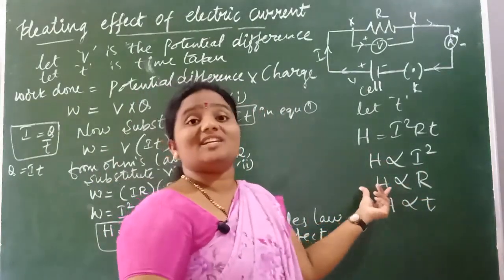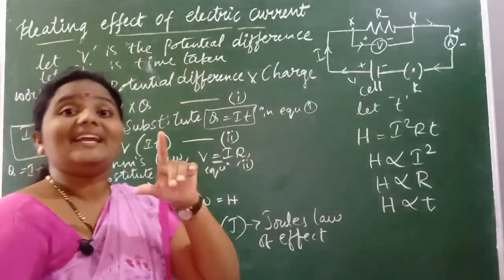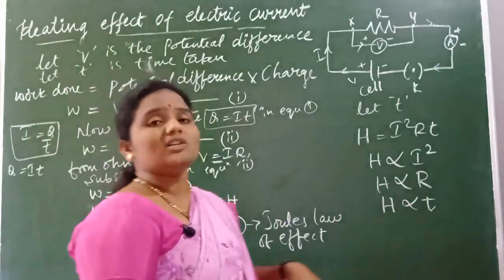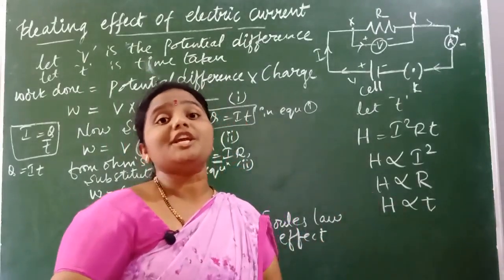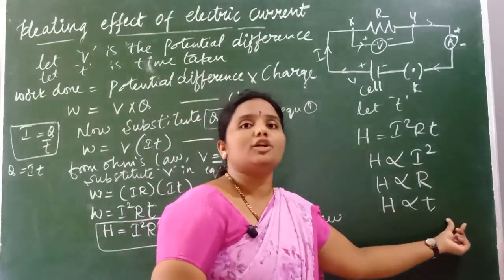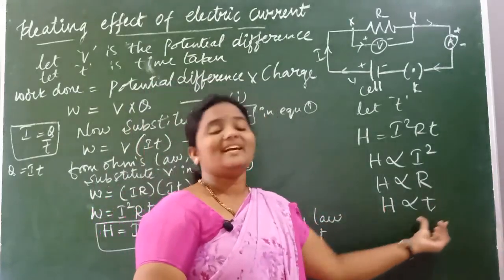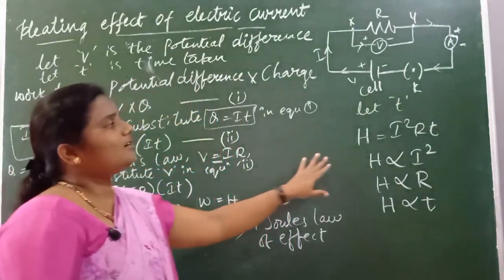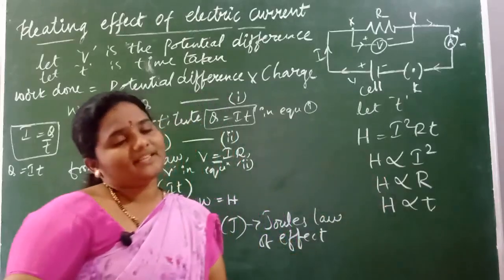Because of this reason, children, we use high resistance wire for making heating electrical appliances, like nichrome wire. Got it, children? Because it can easily convert most of the electrical energy into heat energy. Okay, now heat is also directly proportional to time. Suppose the time increases, means heat can also be increased here. These are the factors upon which the heat produced depends, children.